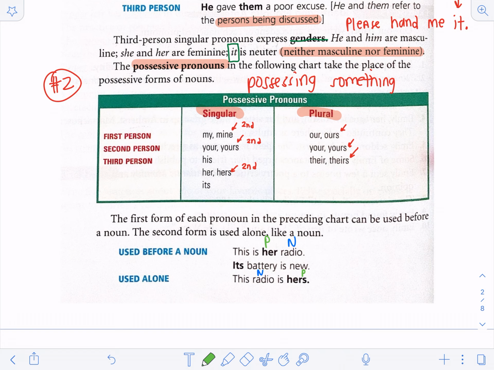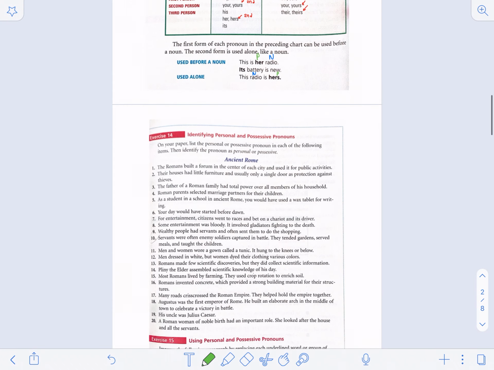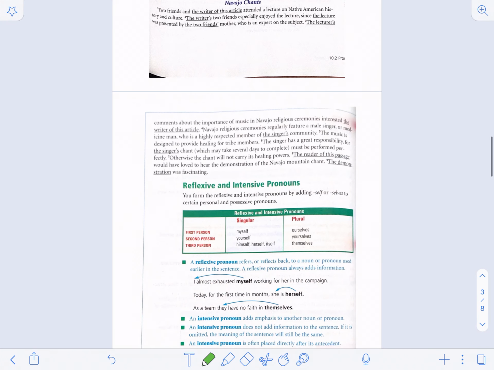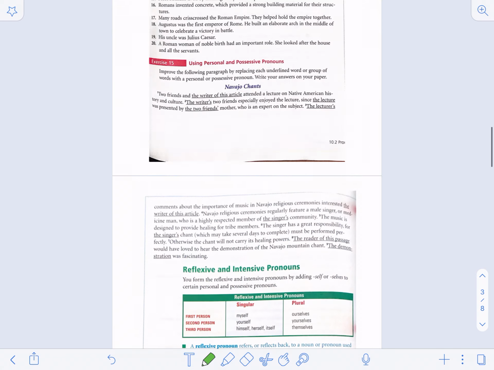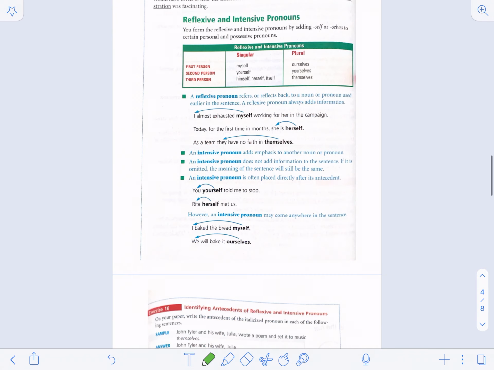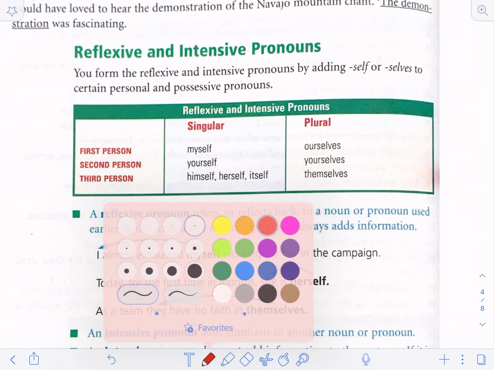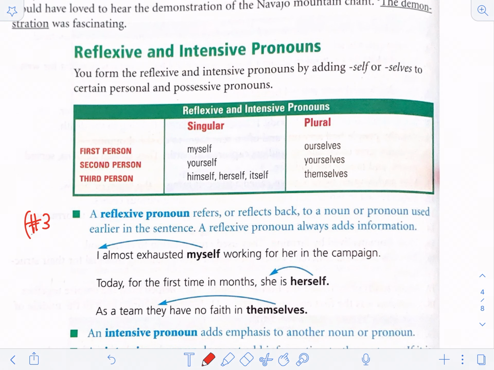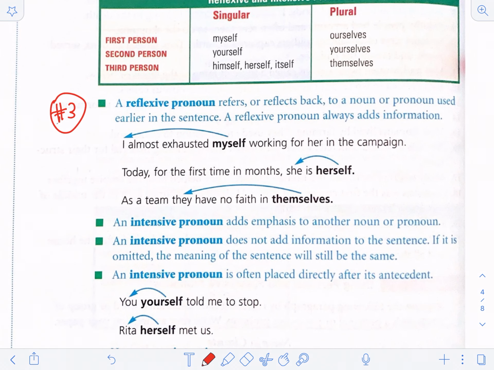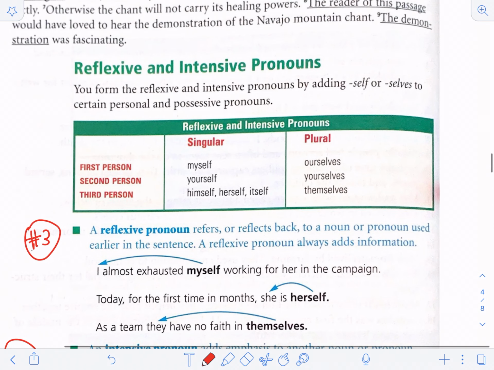Okay. If you have questions on this, please make sure that you come and ask me, get some clarification. Once again, just scroll past the worksheet parts. We're not working on that right now. And we're going to go down to type number three. So type number three are reflexive. And type number four is intensive. Now these ones are tricky. So you might need to rewatch this section a few times. But I would for sure pay attention here because these are the ones that take a little bit more attention to detail.